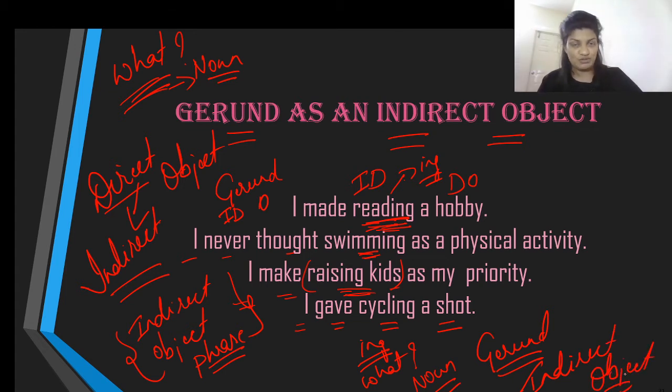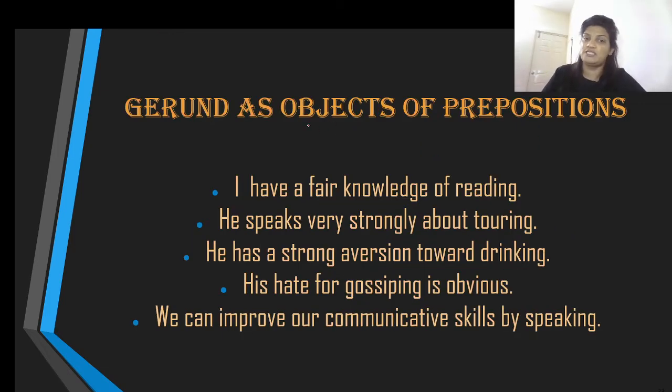Let us now move on to the next usage, that is object of a preposition. Well, what is a preposition? A preposition is a word that comes in front of a noun, right? So anything that you use after a preposition is the object of that preposition. And objects are usually nouns. But if the object is in ing form, then without doubt it is your gerund.